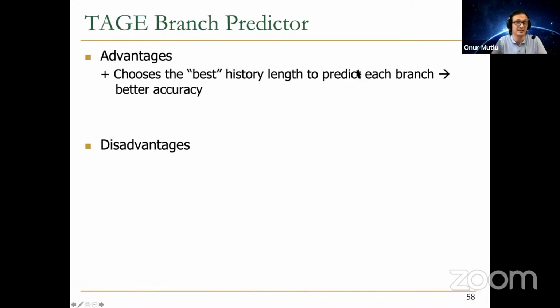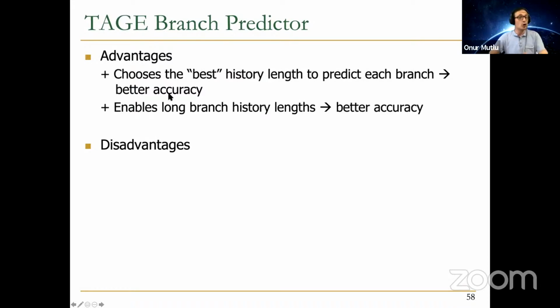Basically, you choose the best history length to predict each branch, so you get better accuracy. It enables long branch history lengths, better accuracies. This is similar to perceptron, but maybe it's simpler to enable long branch history lengths this way, because whenever you increase the history length in perceptron, you need to increase the multiplication tree also.